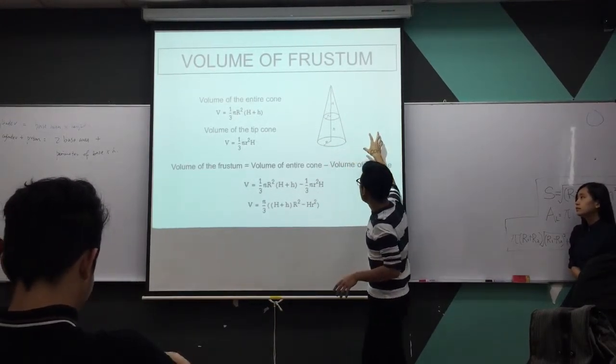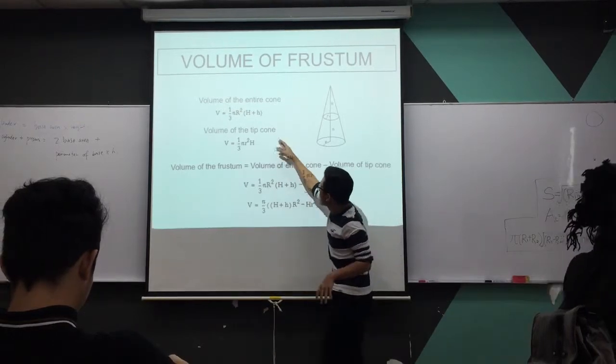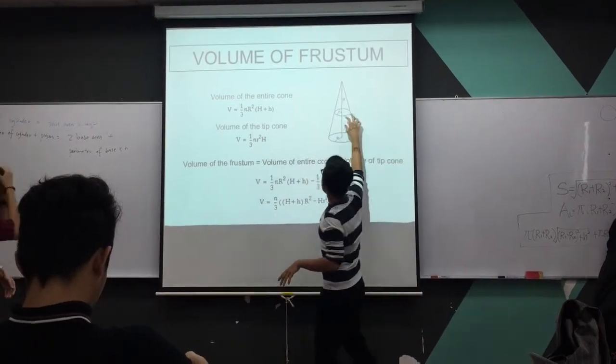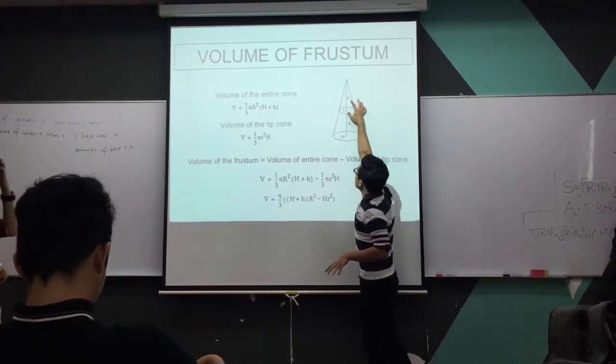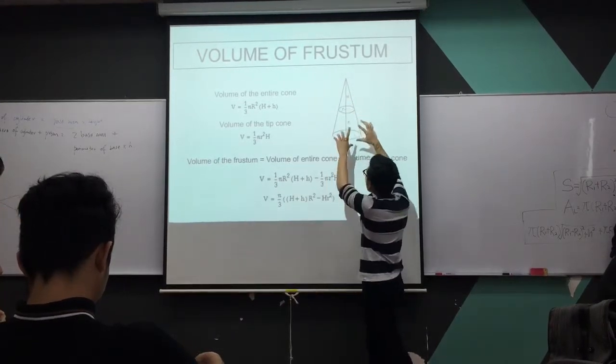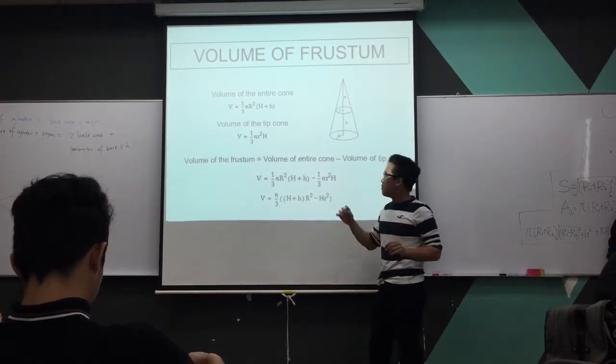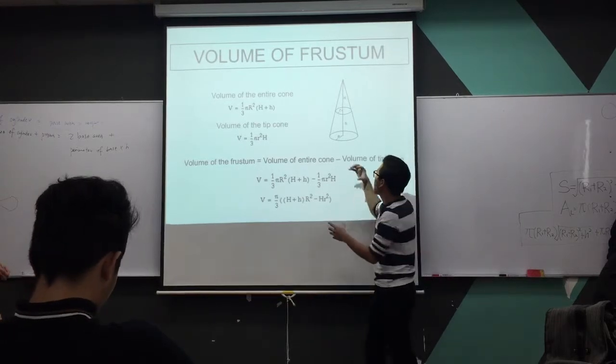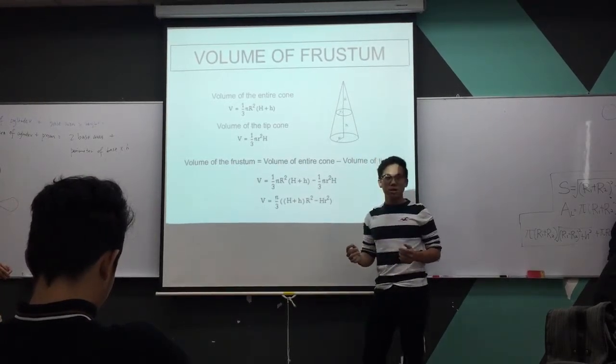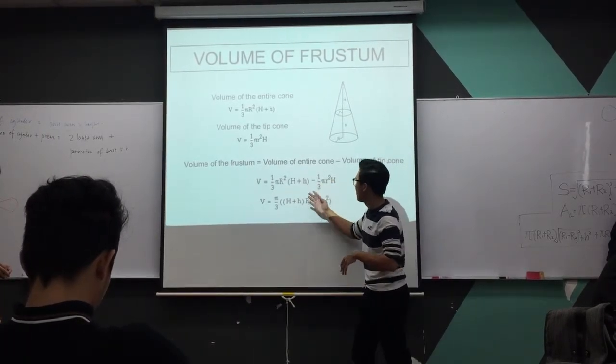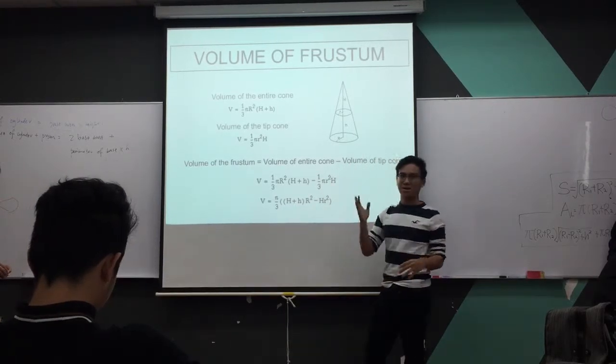So from this formula, we have two h's: the h of the smaller cone and the h of the frustum. But normally we will be given only one h. So I will further explain the formula.